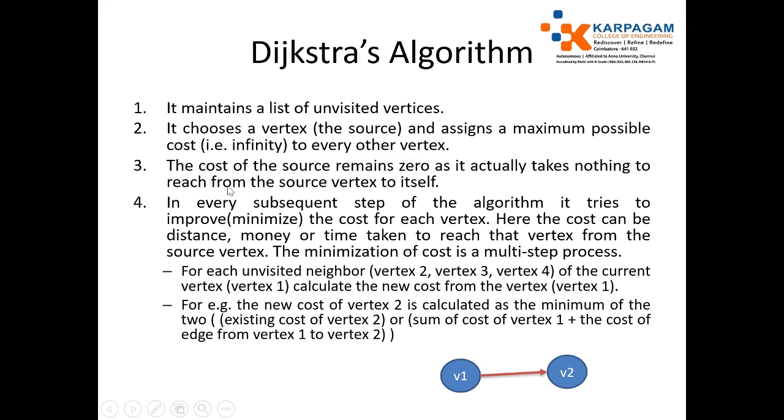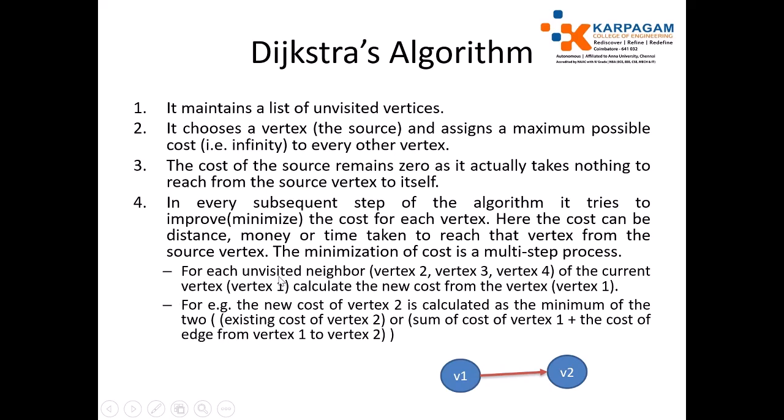Next, the cost of the source remains 0, as it takes nothing to reach the source from itself. Initially, the cost of the source vertex is 0. In every subsequent step, the algorithm tries to minimize the cost for each vertex, which is initially set to positive infinity. Here, the cost can be a distance, money, or time taken to reach the vertex from the source vertex.